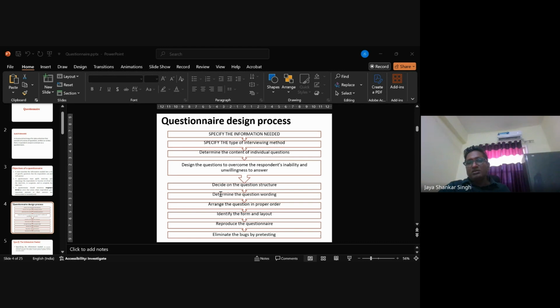Suppose a company is trying to understand the motivation of its employees, how motivated they are, and the questionnaire has a question like, do you like working here? It's too simple a question, which lacks depth, right? That will be an example of an incorrect question. Do you like working here? Too simplistic.